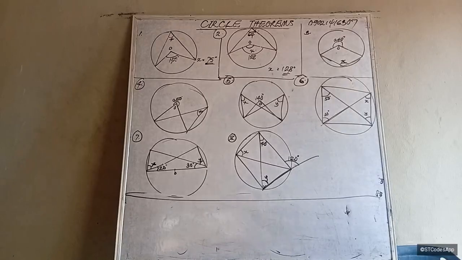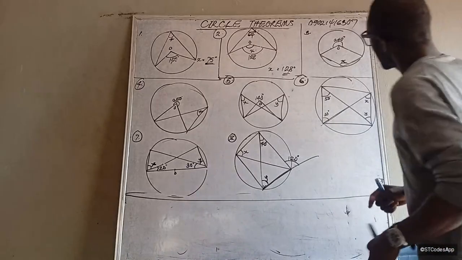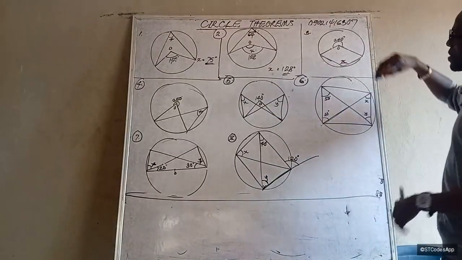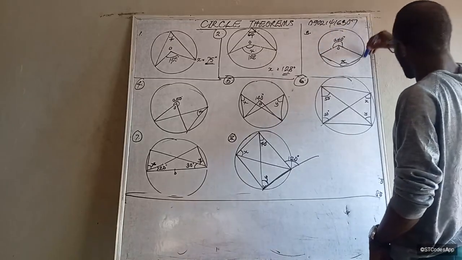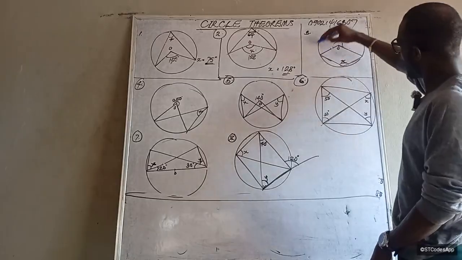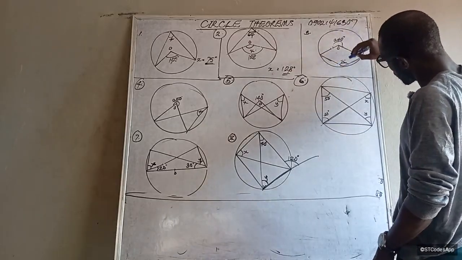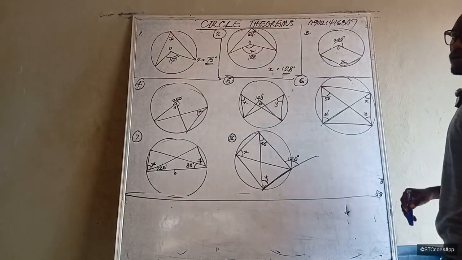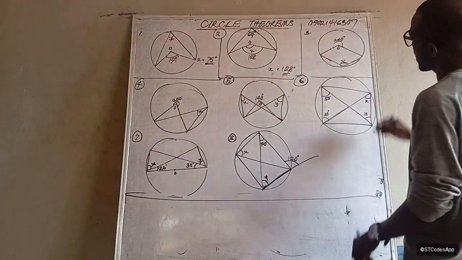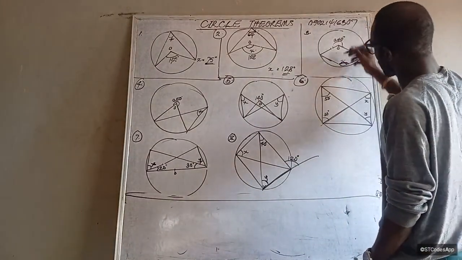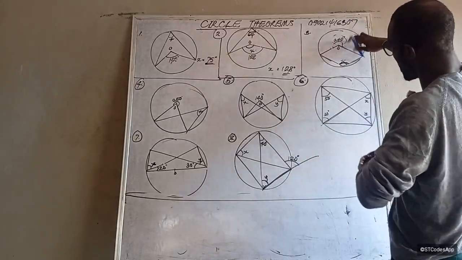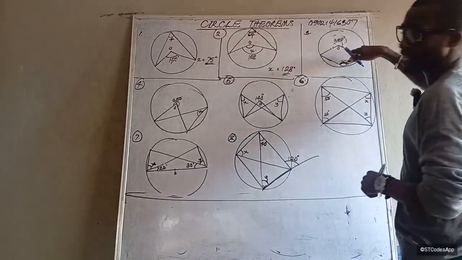Then the third one, the same axiom. Now this one you have to look at carefully. This big arc subtended this big angle here, 240. So the same big arc subtended another angle here at the circumference. So that big arc is going to subtend half of what is obtained here. Meaning that what is obtained here is double what is obtained here.